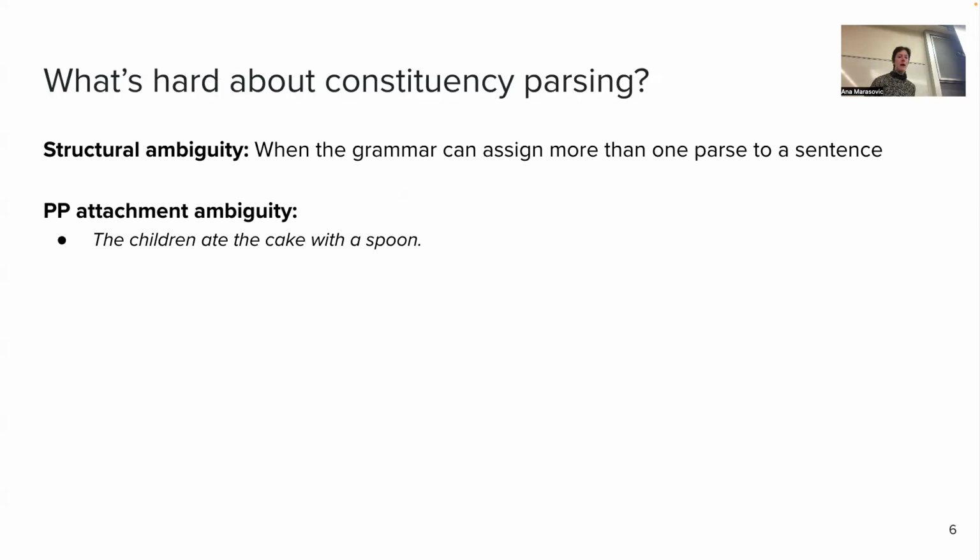So we have this example. The children ate the cake with a spoon. Can you give me a normal reading of this sentence? And can you raise a hand, because it's going to be too overlapping if we all speak at the same time? Yes, please. The children use the spoon to eat the cake. Great. What's the other reading of this sentence?